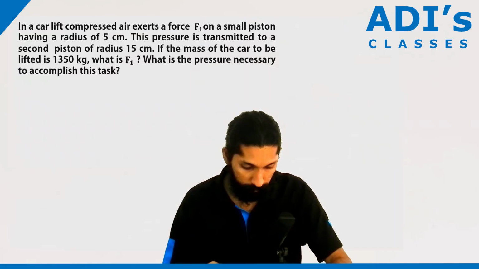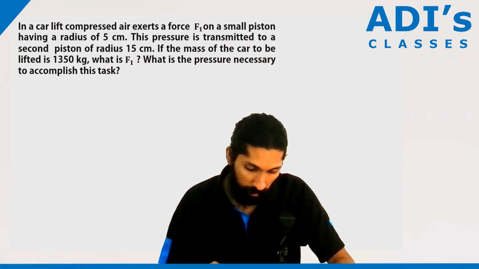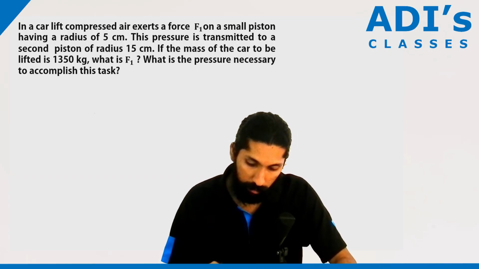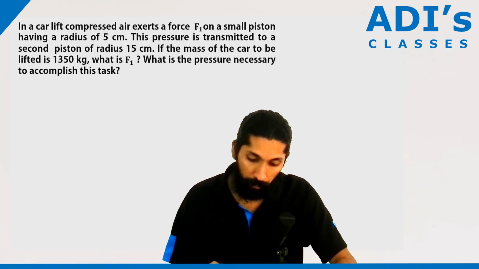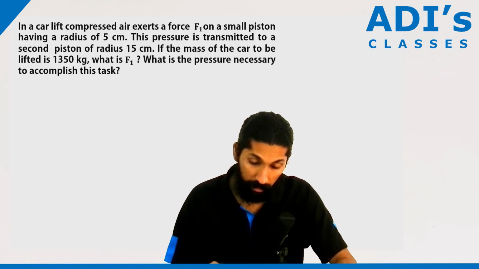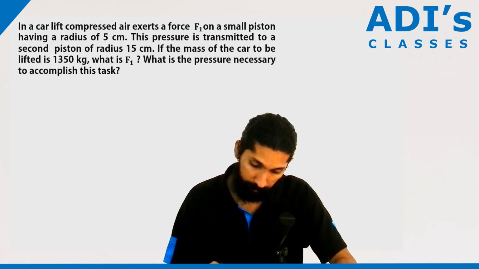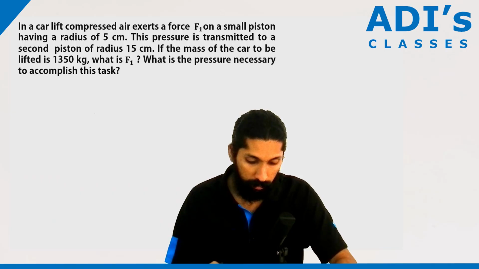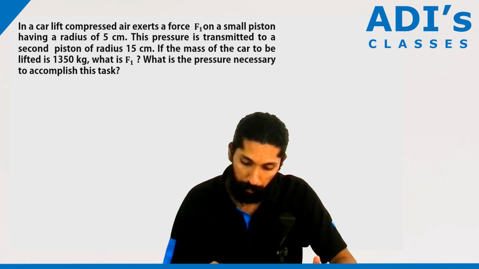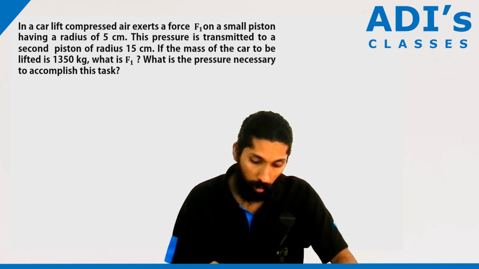See the first question. In a car lift, compressed air exerts a force F1 on a small piston having a radius of 5 cm. This pressure is transmitted to a second piston of radius 15 cm. If the mass of the car to be lifted is 1350 kg, what is F1? First question. Second is, what is the pressure necessary to accomplish this task?